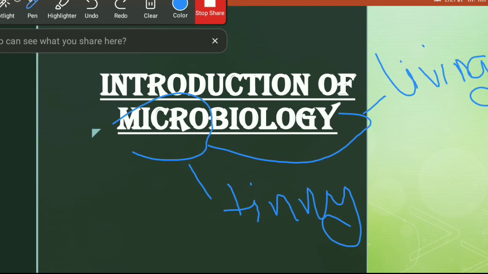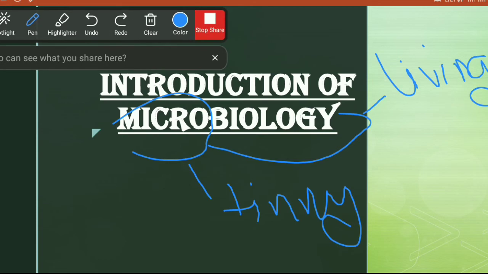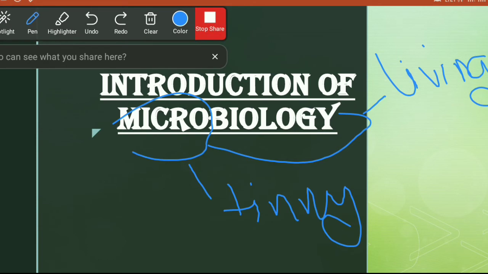In the environment, on the earth, there are many microorganisms which survive. Many microorganisms are useful for human beings and other organisms, and some microorganisms are harmful. In this chapter, we study the different types of microbes which are used in the production of different types of products.